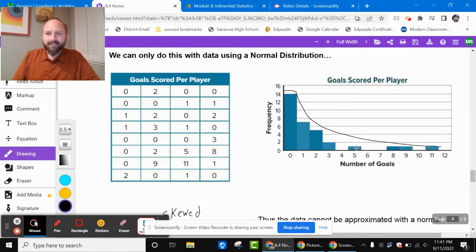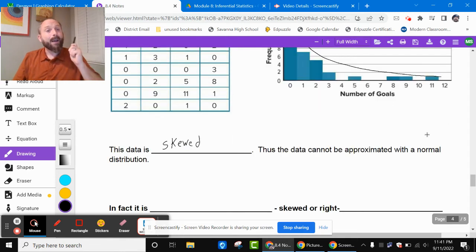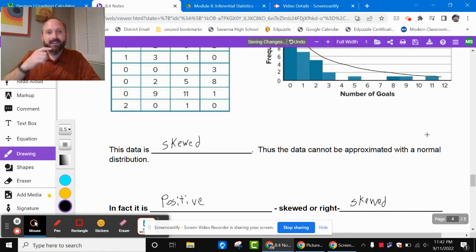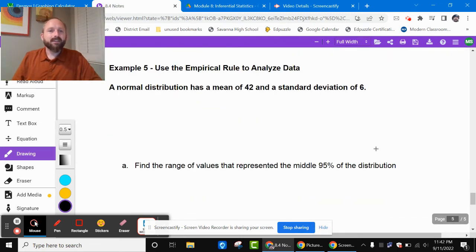So if we look at it, this is actually positive skewed. So we write this down. It's a positive, so that's a little throwback to a section or two, or right skewed. All right, let's go on to the last paragraph, and we'll be done. Last page. All right, let's use the empirical rule to analyze data.